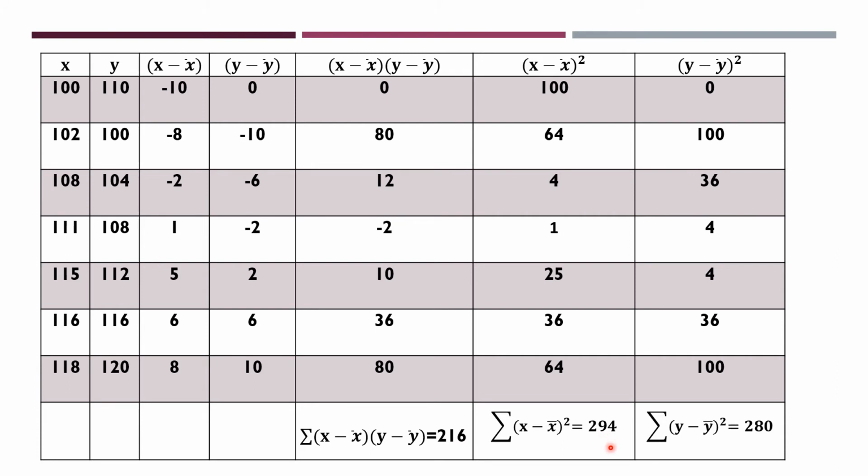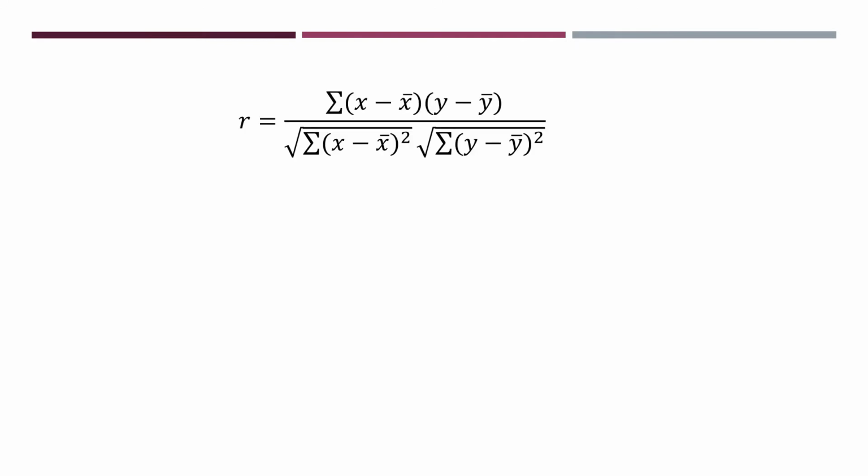Here 294 is the summation of x minus x bar the whole square, and 280 is the summation of y minus y bar the whole square. We don't require all these summations because nowhere in the formula do we have them. Whatever summations are there in the formula, accordingly you have to form the table and calculate those summations.